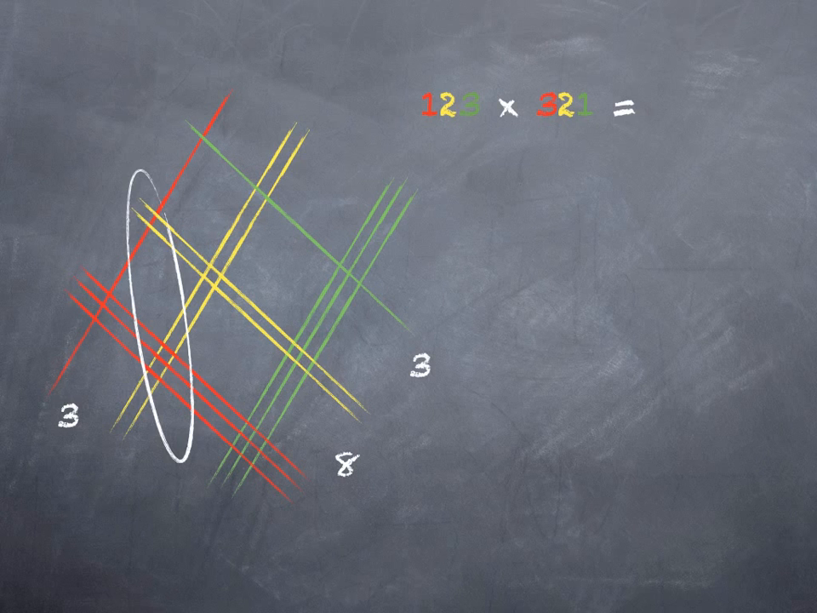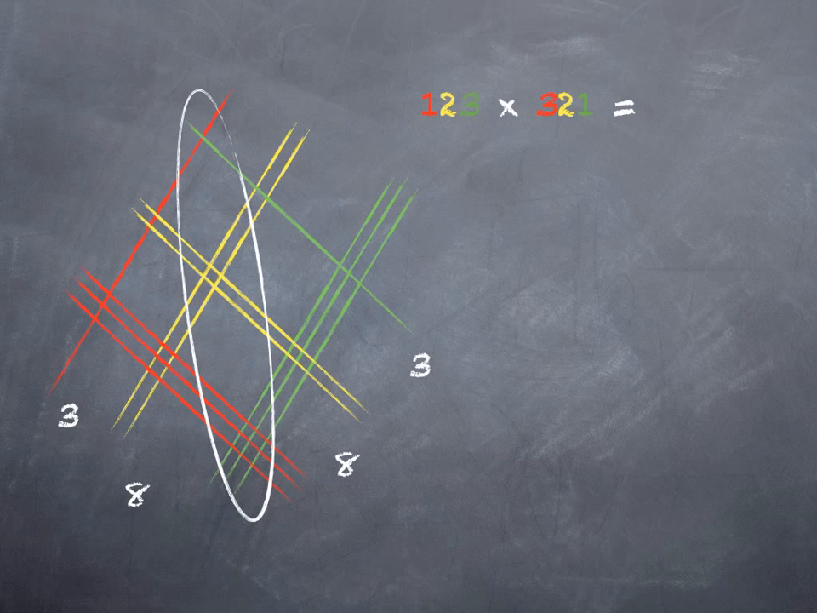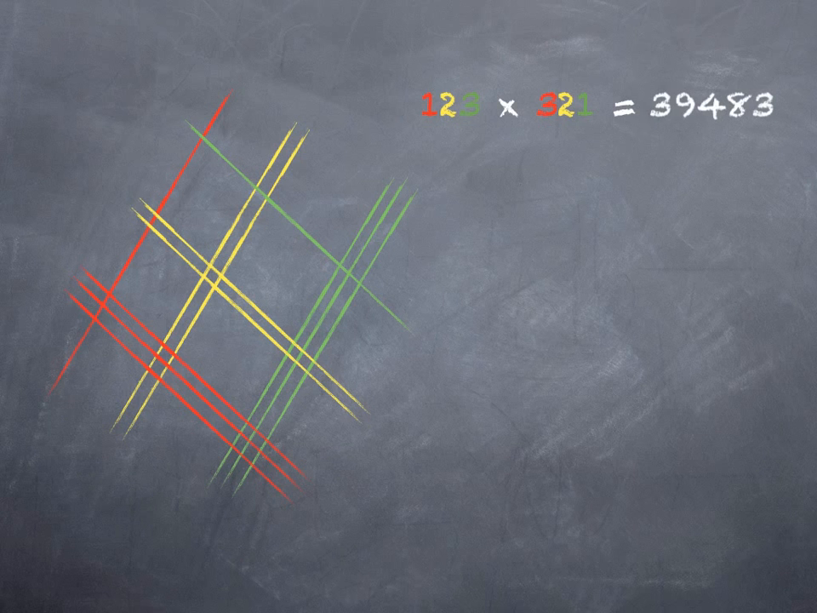Now I have red and yellow, so that's hundreds and tens, which is going to give me thousands. If you count them up, there are 8 of those. And in the middle, I either have red intersecting green, which is ones and hundreds, or I have yellow intersecting yellow, which is tens and tens. Either way, that's the hundreds place. And if you count them up, you wind up with 14 hundreds. Now, just like in regular multiplication, that's a problem. I can't have 14 in the hundreds place, so that really is 1,400. So I take that 1 and I bump it over to the thousands place, and I wind up with 39,483, which happens to be the correct answer.